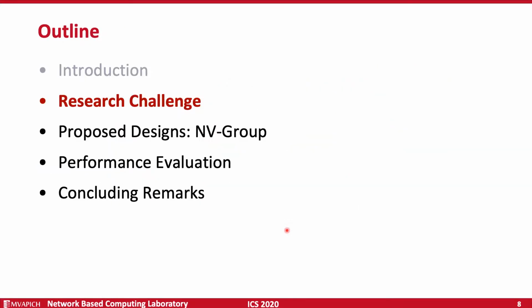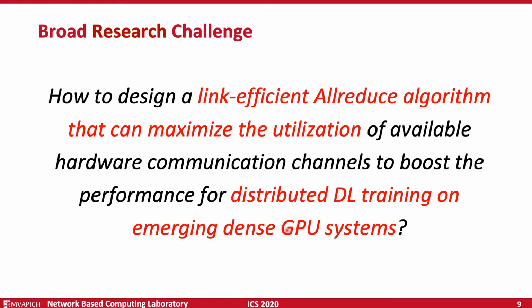So it leads to our research challenge here. We're asking: how can we design a link-efficient Allreduce algorithm that can maximize the utilization of all available hardware communication channels such as NVLink or InfiniBand? And if we can do that, can it boost the performance for distributed deep learning on emerging dense GPU systems?